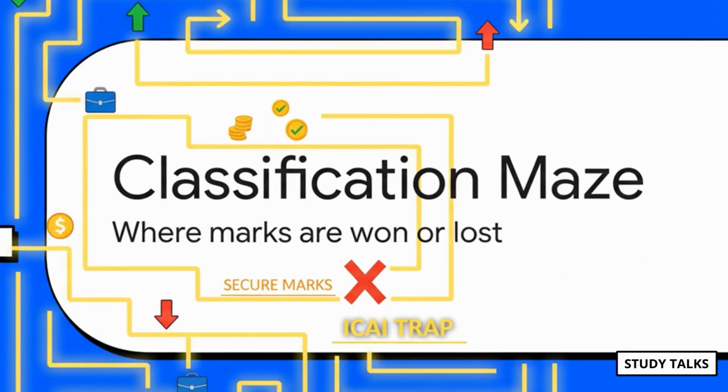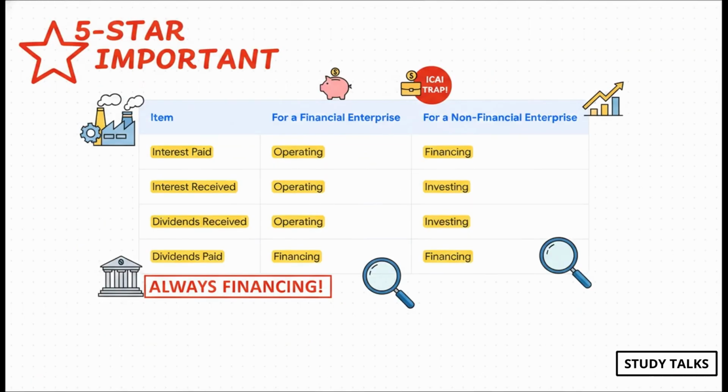Okay, buckle up. We are now entering what I like to call the ICAI classification maze. This is where the questions get tricky, and it's honestly where marks are either won or lost. Let's break down these confusing items one by one so you don't get caught out. Okay, stop what you're doing and really focus on this slide. This is a 5-star guaranteed exam question area.